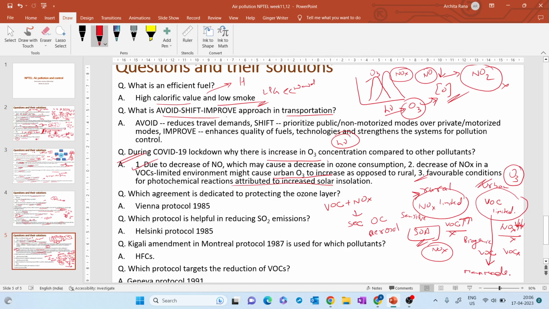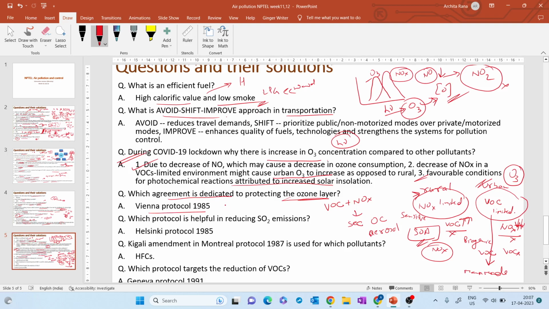So I think this is very important to remember: ozone concentration increased in the COVID lockdown in all the different cities or countries, and these are the three major reasons for this increase. Okay, now other questions are pretty simple. One is that there is an agreement dedicated to the ozone layer, and that is the Vienna Protocol.